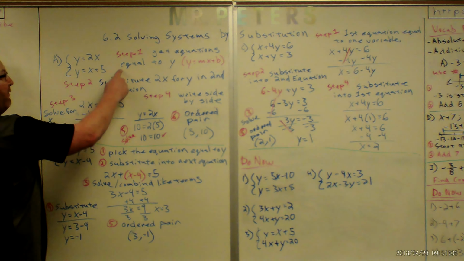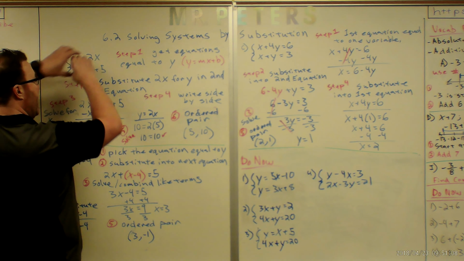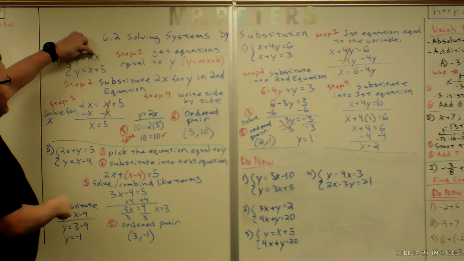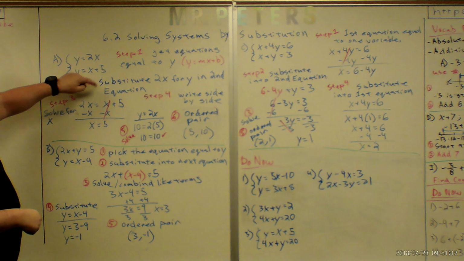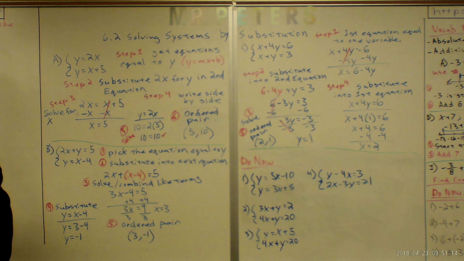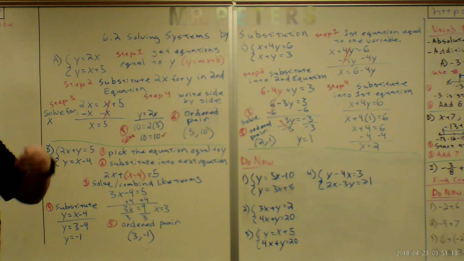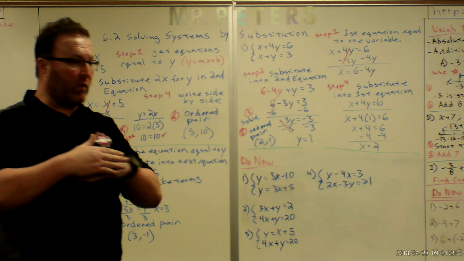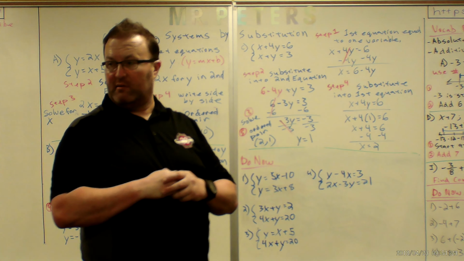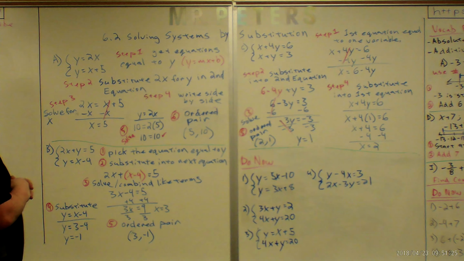Okay? So, first one, we're going to make these equal to each other. So I'm going to take 2x and I'm going to make it equal to x plus 5. 2x equals x plus 5. Are we clear? Equal to equal, we can make them equal to each other. It gets rid of the y's, we can solve for x.